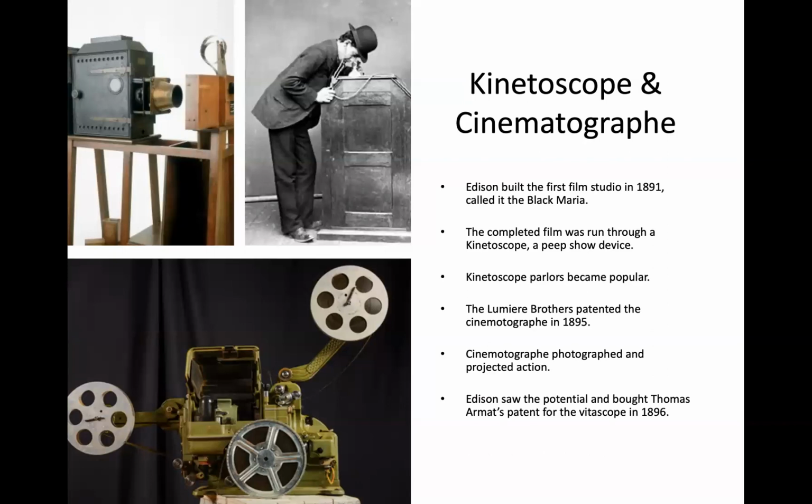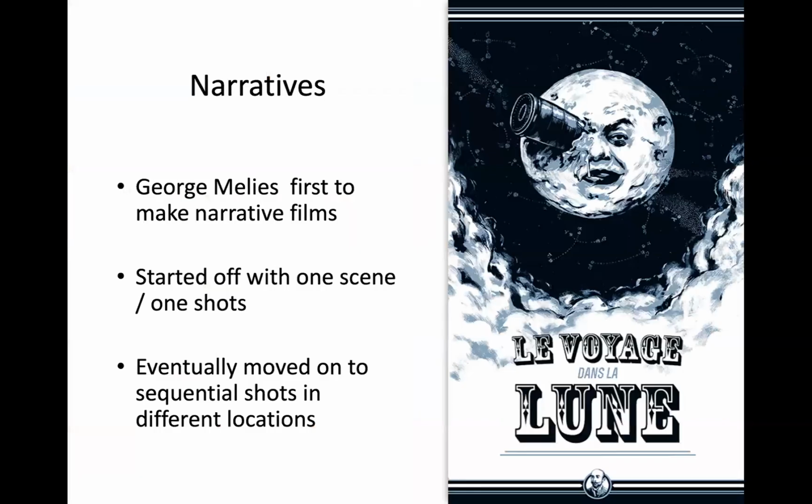But once we get through that, we move on to not just showing pictures in a row that kind of put a story together, like the horse running or the monkey tapping the symbols together, but we really started saying, okay, let's take this a step further and let's get into narratives. So George Melies, he was French, was the first to make a narrative film. And basically, it was A Voyage to the Moon. It started with one scene and one shot, and then eventually moved on to sequential shots in other locations, and then he edited them together to make a film.